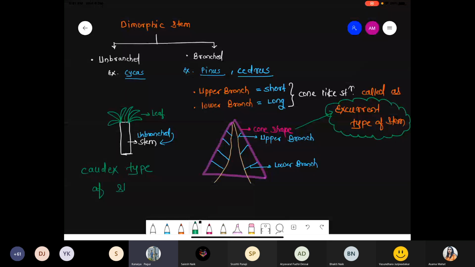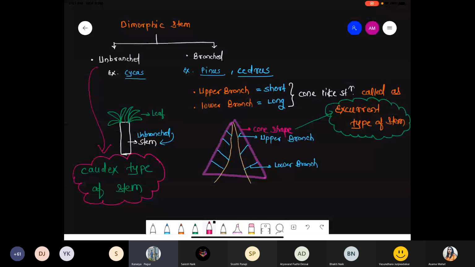So quickly we are talking about two names. In case of the pinus, excurrent stem. In case of the cycas, caudex stem. And what is the meaning of the caudex stem? Where unbranched stem is present. There is no branching with respect to stem. Such type of structure, simply these are called as the caudex.